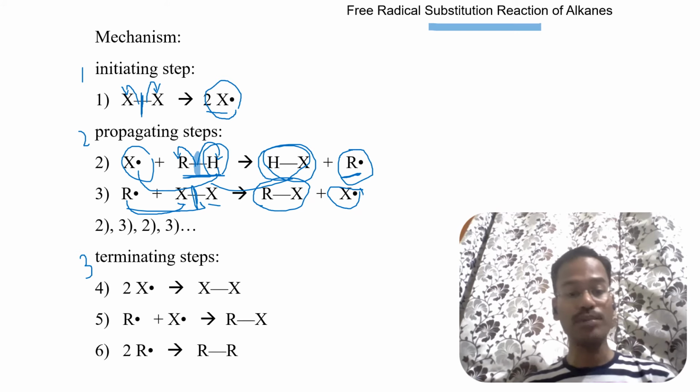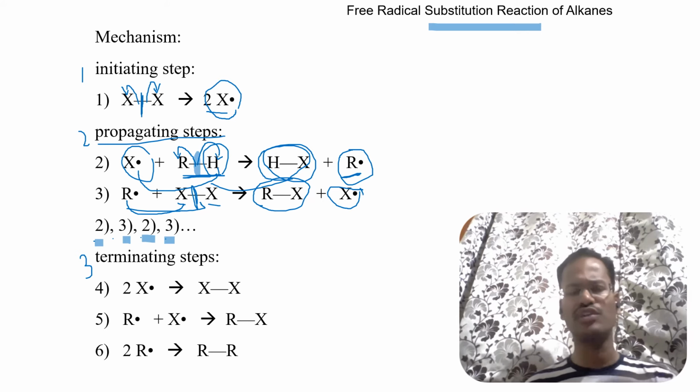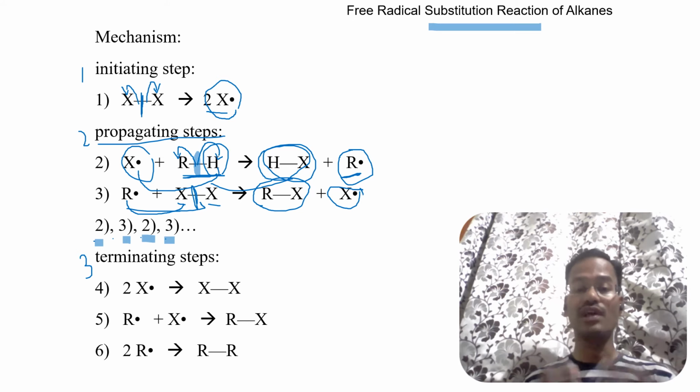See, after completing these two sub-steps in propagation, I have written 2, 3, 2, 3 continuously. What does it mean? The so-called 2 and 3, 2 and 3 will keep on continuing until there are no more chances of formation of free radicals. As long as the chance of formation of free radicals is there, it will keep on continuing. So that's why it is called propagation.